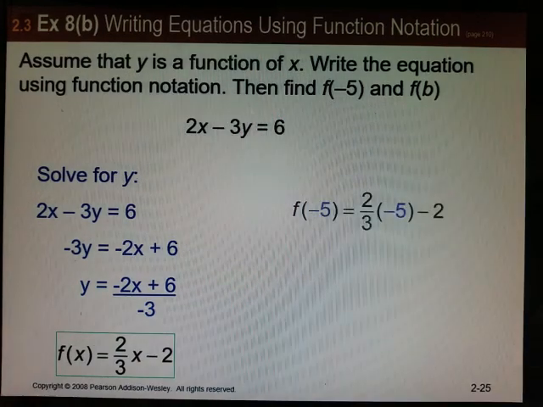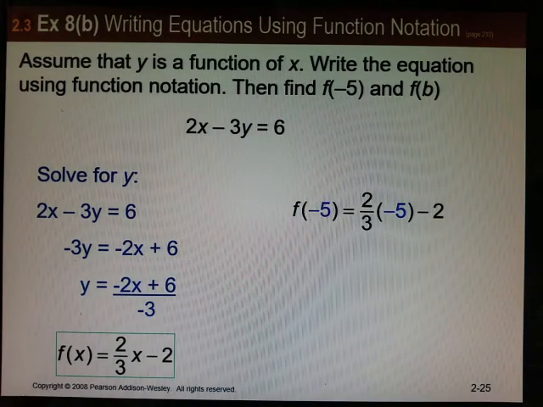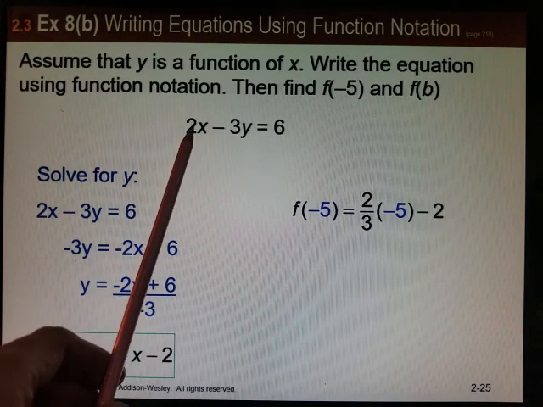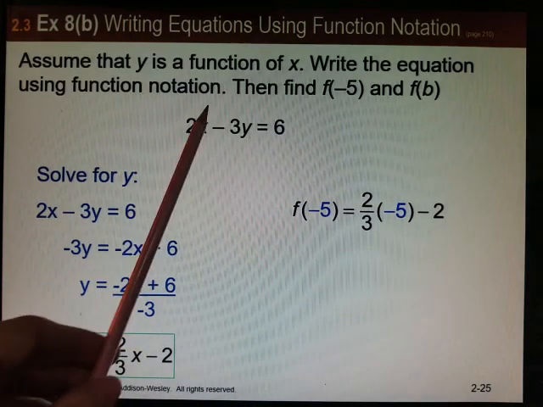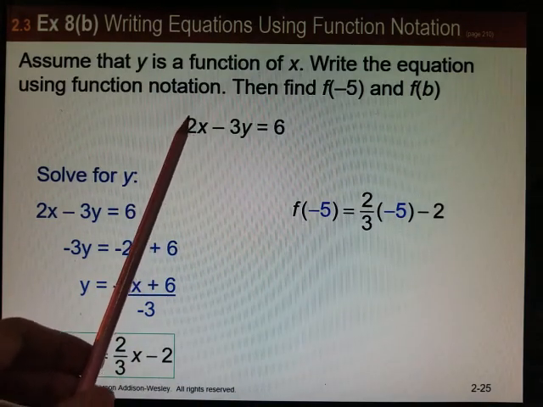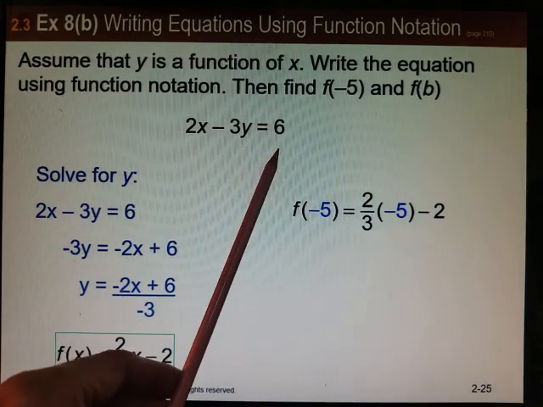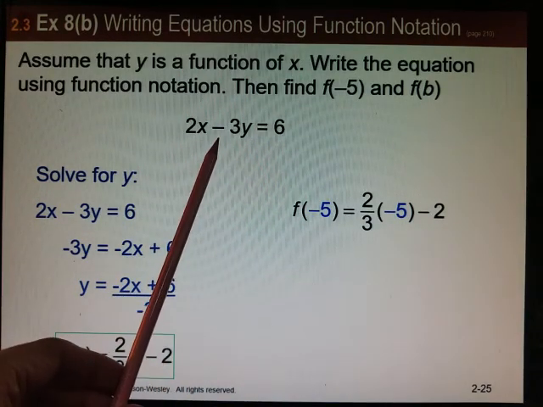It then asked me to find f of negative 5. Personally, I would not have plugged negative 5 into that. I would have plugged the negative 5 into here for x so that I didn't have to work with this fraction. So negative 5 for the x would have been negative 10. Move your 10 over by adding it. That'd be 16 divided by negative 3.